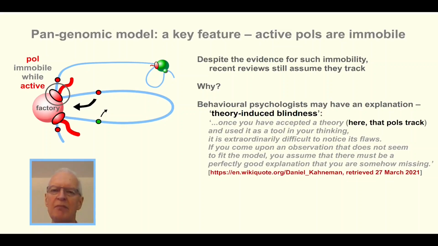Once you have accepted a theory and used it as a tool in your thinking, it is extraordinarily difficult to notice its flaws. If you come upon an observation that does not seem to fit the model, you assume that there must be a perfectly good explanation that you are somehow missing.